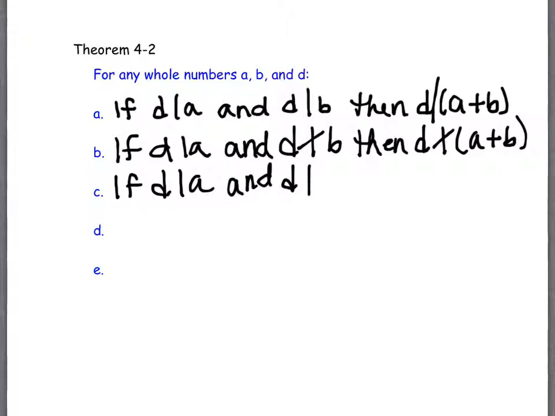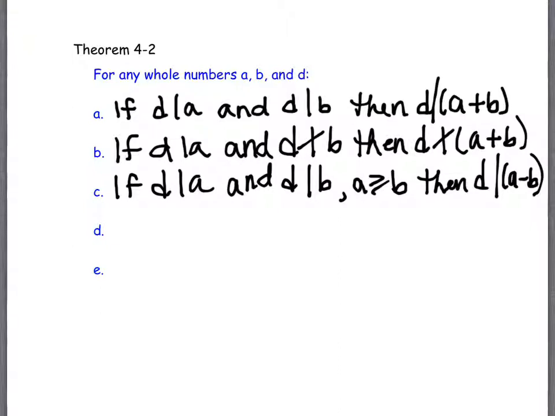The third one: if D divides A and D divides B, we're going to put the condition A is greater than or equal to B, and I'll tell you why in a minute. Then D divides A minus B. So the hypothesis, the premise, is the same as part A, identical, except for this one additional consideration. Why do you think I need A to be greater than or equal to B?